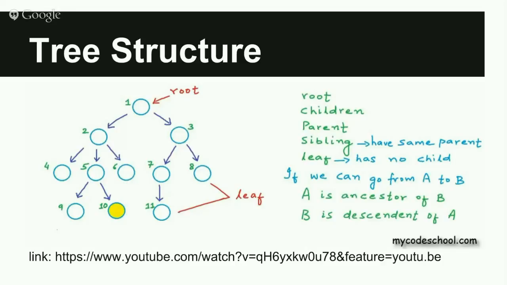So like node 2 over there, its parent is node 1. And its children are node 4, node 5, and node 6. And node 4 and node 5 have the same parent, and so node 4 and node 5 are siblings. Okay, so then if you look down at the lowest level, if you have a node that has no child, it's called a leaf. And so these are just some terms to keep in mind.